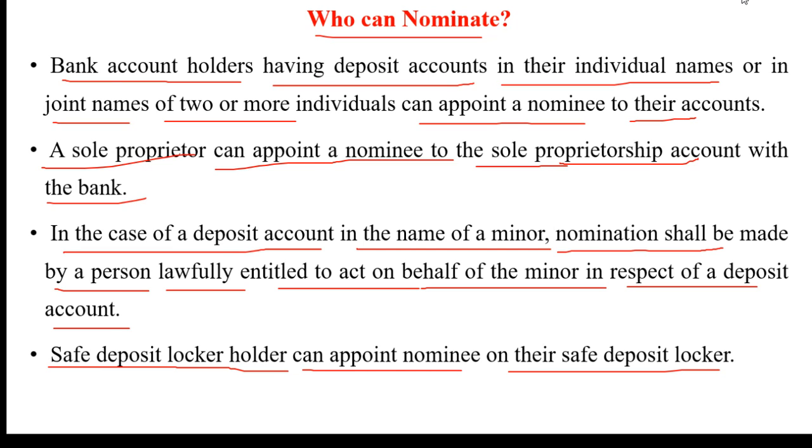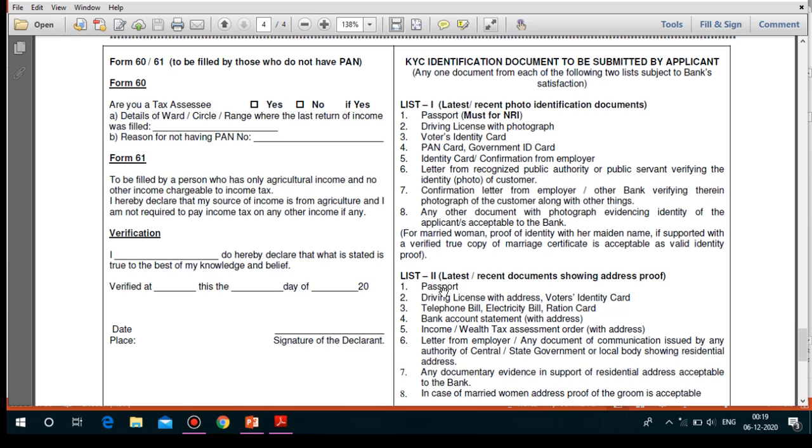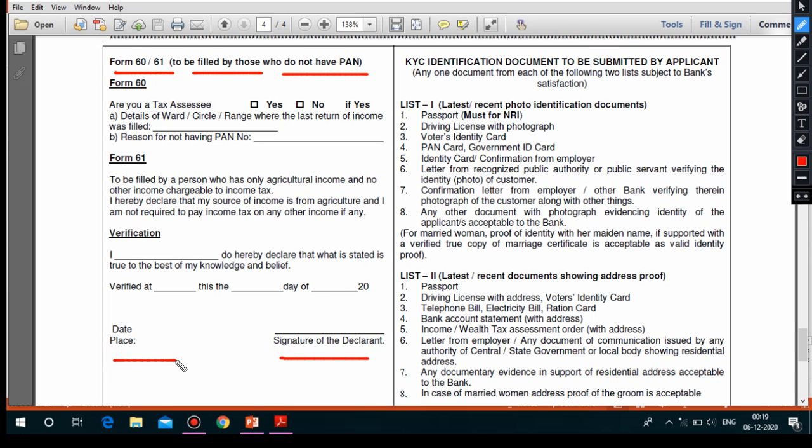Then next we'll move to the next important point in the application form while opening a saving account. If a customer has a PAN card, they can mention the PAN card number first. If the customer does not have a PAN card, they have to fill form number 60. They have to mention their details in this column, and the signature as well as the date should be mentioned.